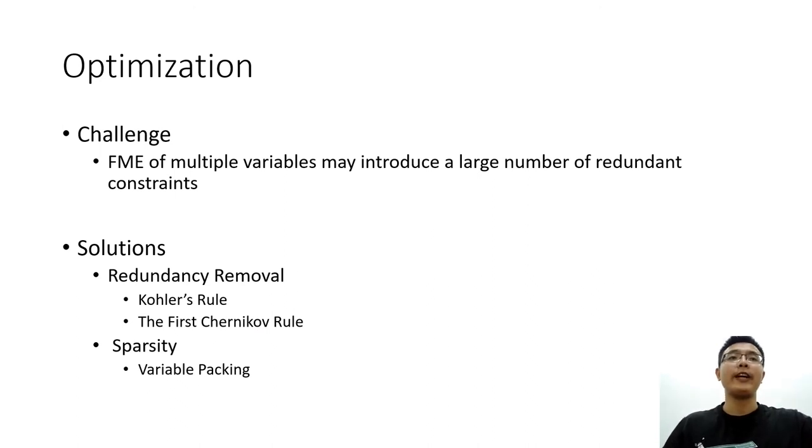As we know, Fourier-Motzkin elimination may introduce a large number of redundant constraints during the process of elimination. It will cost a lot if we don't remove redundant constraints in time. To solve this problem, we have implemented some optimization techniques. First, we introduce Chernikov's rule and the first Chernikov rule to remove redundant constraints during the process of elimination. Besides, considering the sparsity of the constraint matrix, we introduce variable packing to decompose a large constraint matrix into small ones according to the correlation of variables.